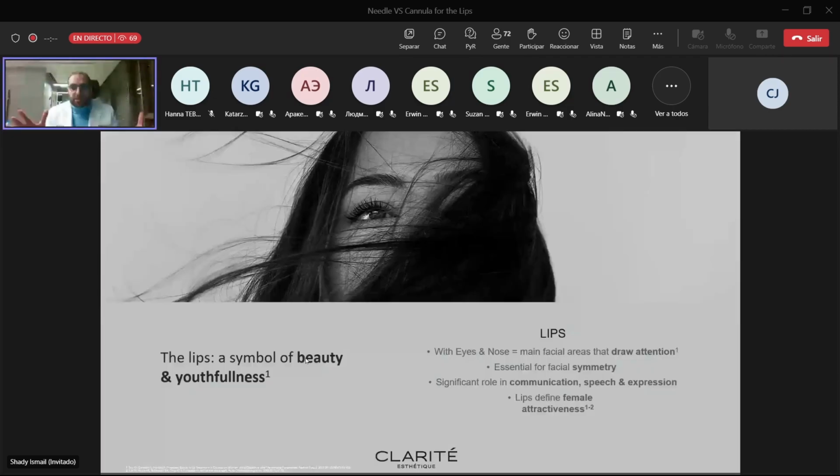Talking about the lips as one of the most demanded areas nowadays in our clinical practice, lips are a symbol of beauty and youthfulness. Lips with eyes and nose are the main attractive points. So when you talk to me, I look to your eyes. So eyes are the windows to the soul. Then I'm looking to your lips because I want to see what you're saying, then the nose. So these are the main attractive points. And also lips have a significant role in communication, speech, expression, and define the female attractiveness.